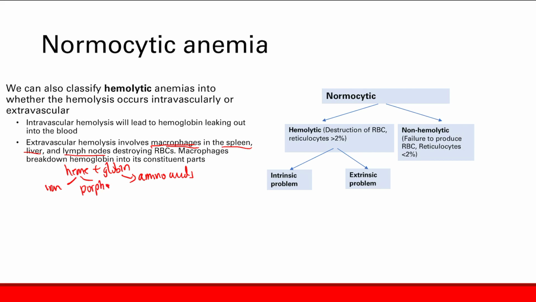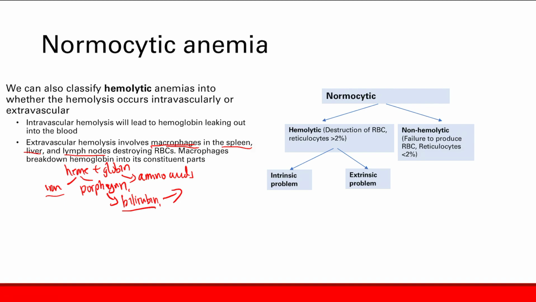Struggling with how to spell it, but so, iron and porphyrins. And then finally, what can we break porphyrins down into? Porphyrins we can break down into bilirubin, into unconjugated bilirubin. So you get a lot of iron, unconjugated bilirubin, and amino acids. And this bilirubin can go around and cause problems. It can deposit into the skin, and you can get jaundice, and you can also have bilirubin gallstones. So those can be problems from extravascular hemolysis.